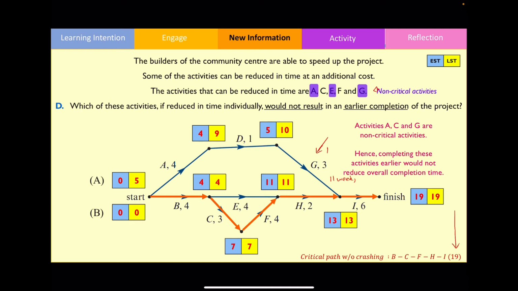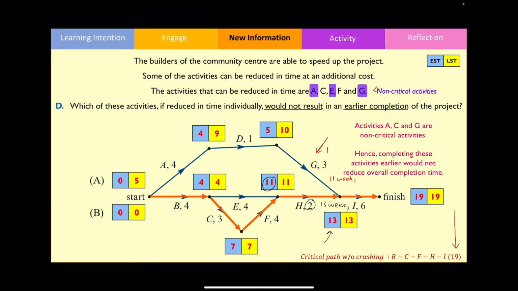However, in order for me to move on to activities I, I need to complete H as well. The earliest completion time for activity H will be found by going 11 plus 2, which is equal to 13 weeks. And remember, we always select the highest value for the earliest starting time. So therefore, we will put 13 here.